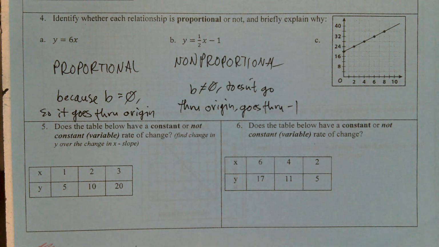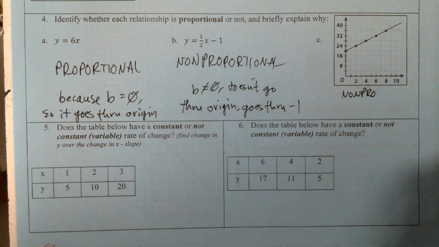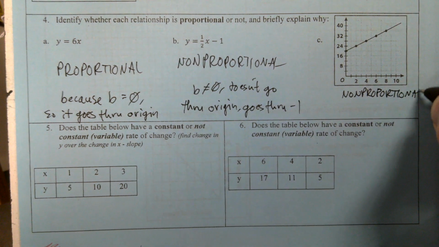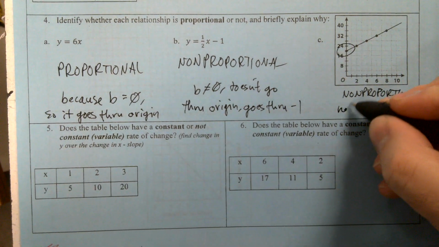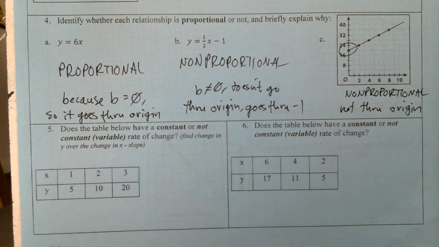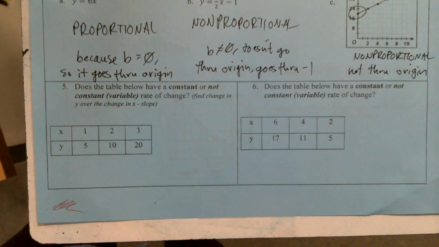And finally, a graph on 4c. This is very obviously non-proportional. We should be pros on this now. Not through origin. I'm just abbreviating it. You're going to have to write a full sentence, but we don't have time to be writing out sentences. There's our proportionality in number 4.